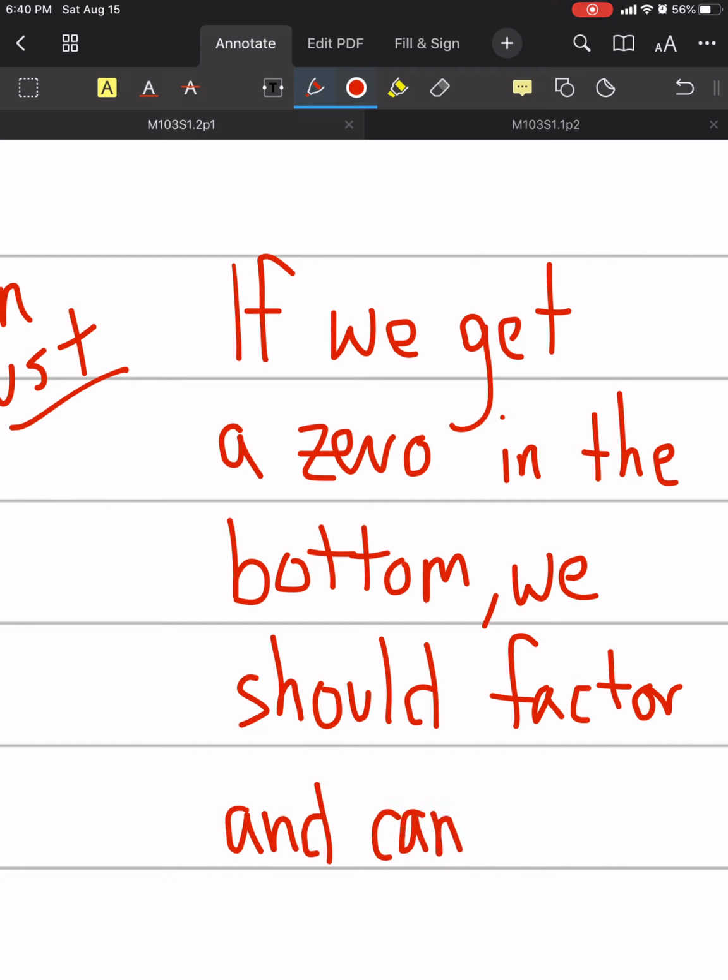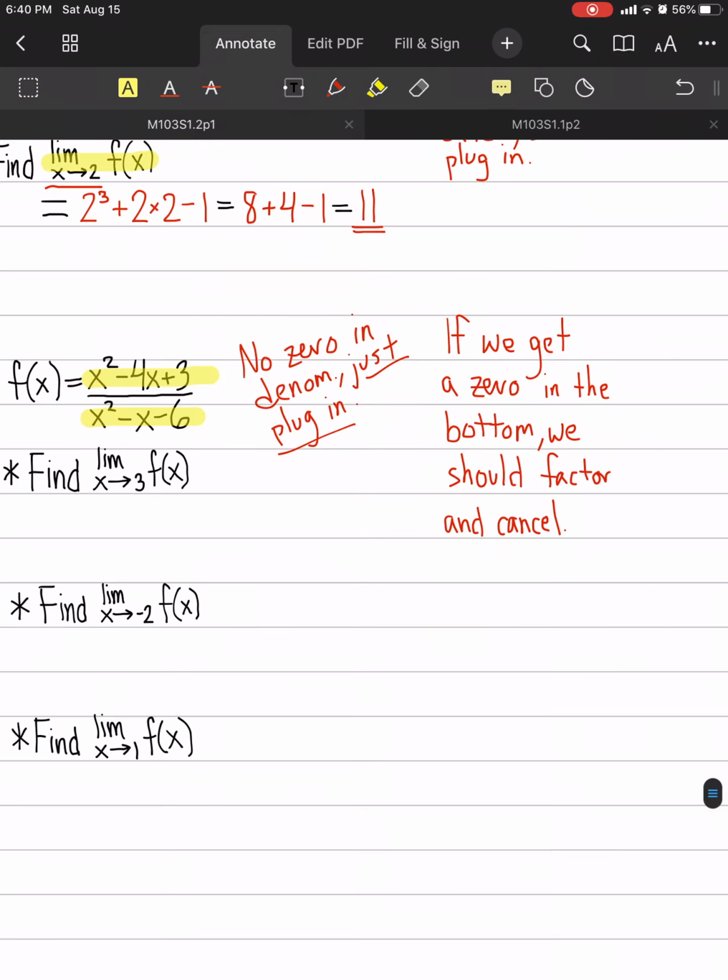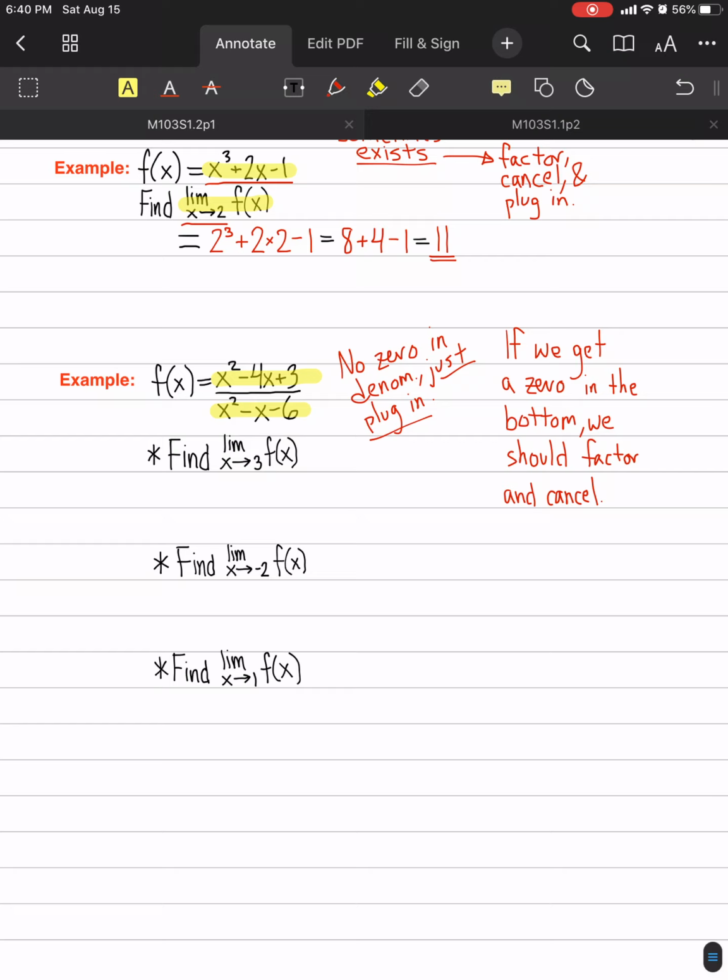You can do that anyway. I mean, there's no harm in doing it in any event. In fact, that would probably be a good first step on this, to factor both the top and the bottom to see what happens. But if you get a 0 in the bottom, you definitely need to factor the top and the bottom and cancel in order to be able to find out what the limit is. Because once you've canceled, then hopefully that gets rid of the 0 and you'll just be able to plug in.